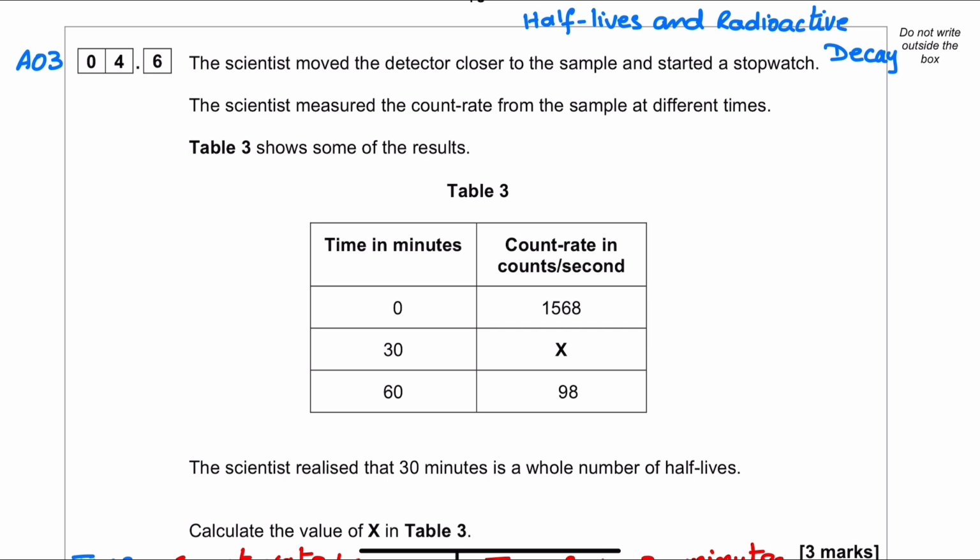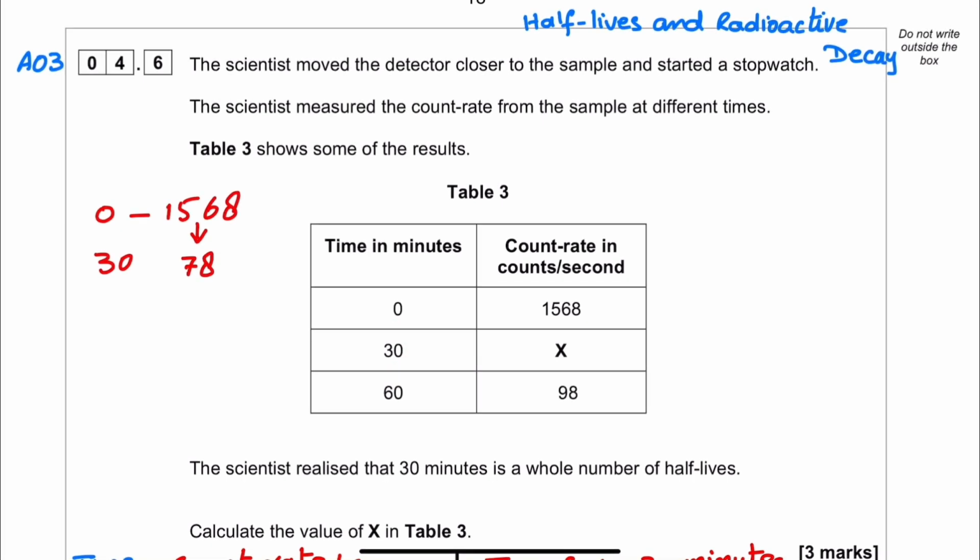Students make a mistake here. They understand that 30 is the first half-life. If we take 30 as the first half-life, it means the number of nuclei will halve. It becomes 784. This is the first half-life. If we have the second half-life, which is again 30 minutes, it becomes 60. The answer should be 392. But in our table number 3, the answer is 98.